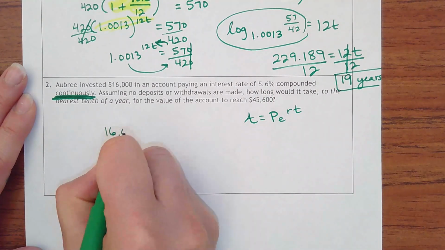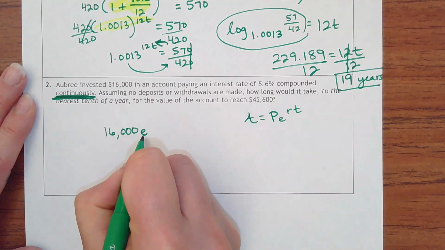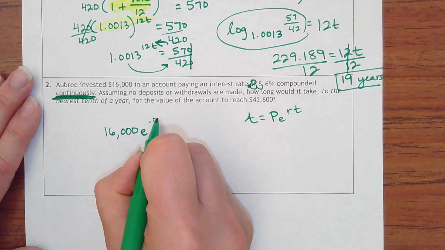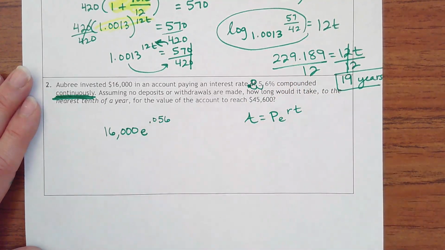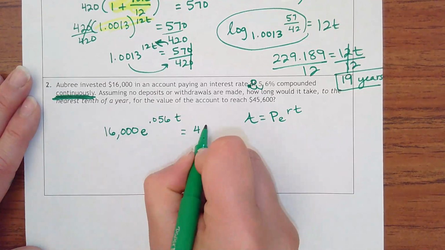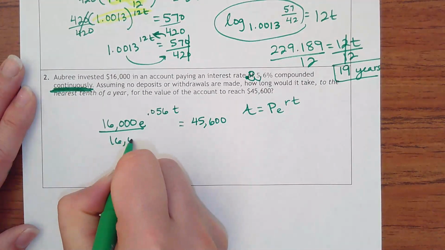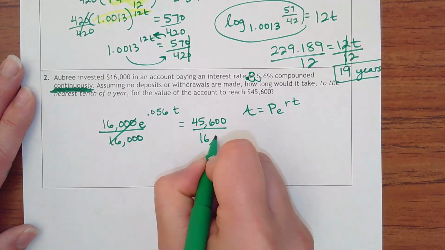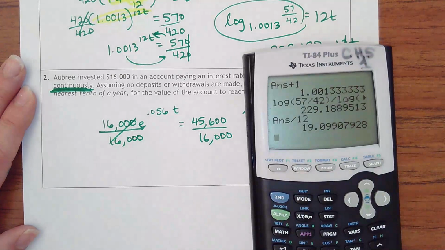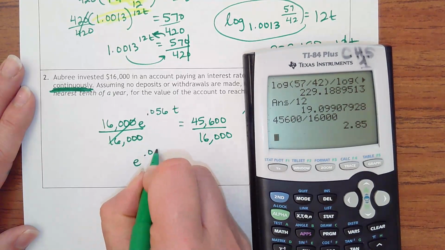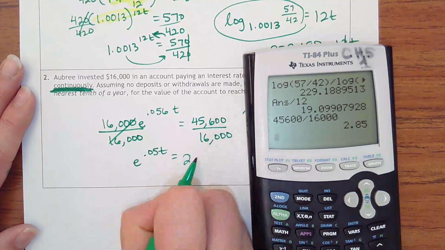So she started with 16,000 times e, which is a number. The growth rate is 0.056. And then we're trying to find the time, so we'll do t. And we want to know when that will equal $45,600. That's going to have to stay in there for quite a while. Divide away the 16,000. Oh, that actually came out to be something nice. So e to the 0.056t equals 2.85.